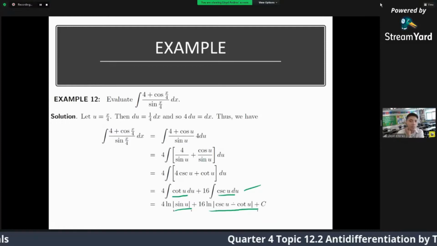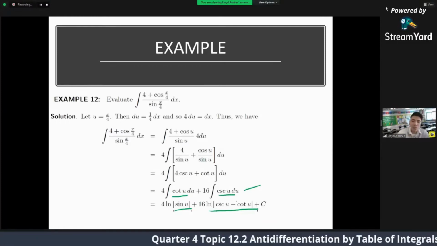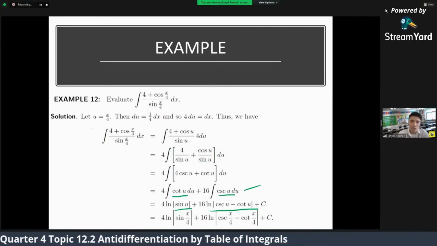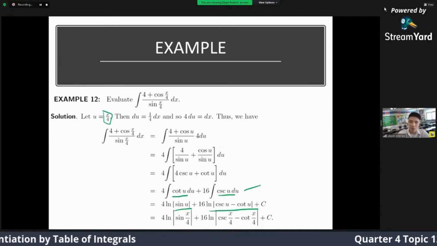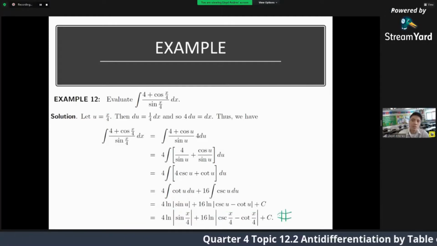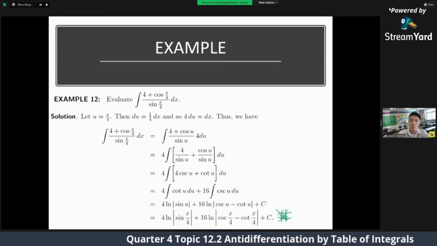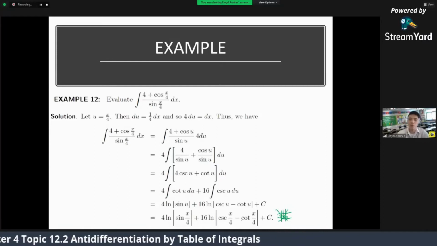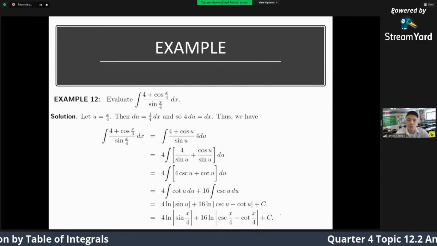Then, finally, replace your u with the original variable nga in terms of x, which is x over 4. So, mao na ni karon ato ang final answer. So, nato paggamit sa table of integrals nga trigonometric functions.